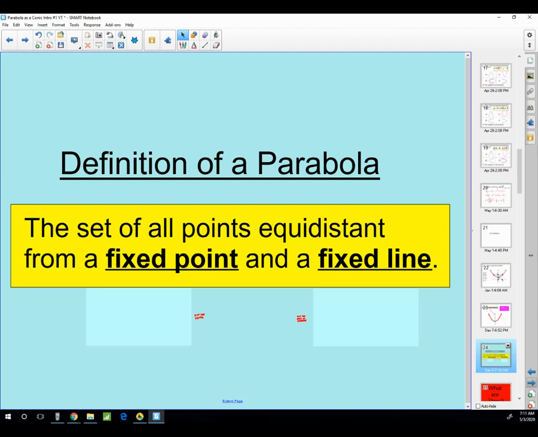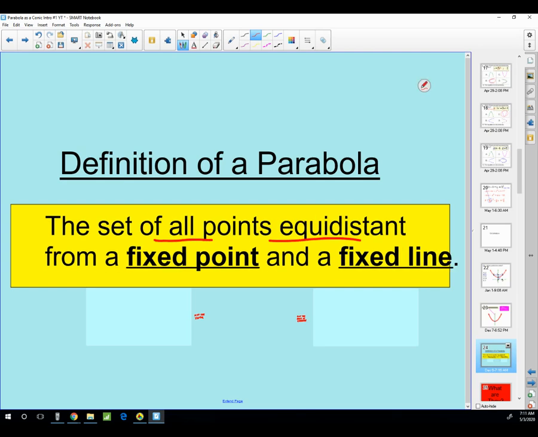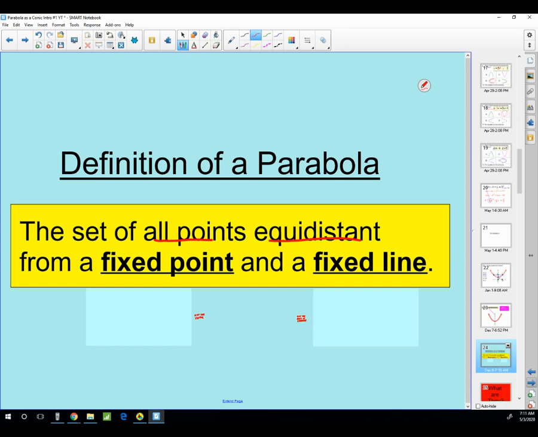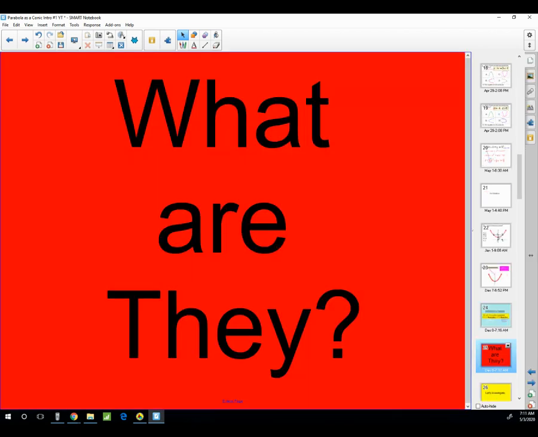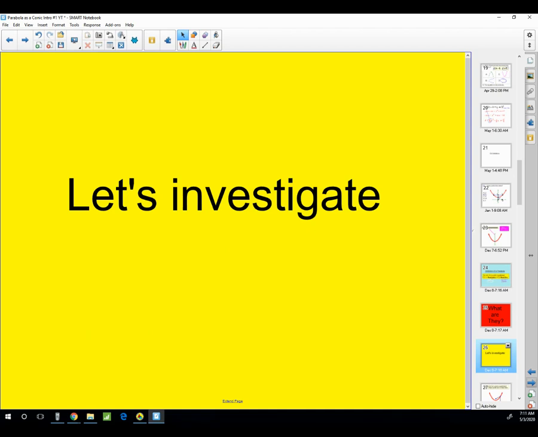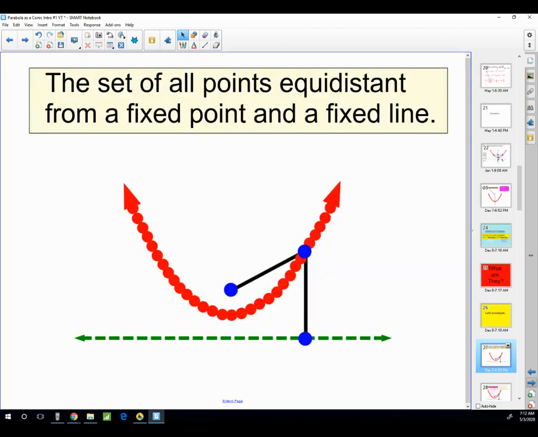Now let's define parabola. You may not have ever defined it. The set of all points equidistant from a fixed point and a fixed line. Well, that point is not the vertex, and that line is not the axis of symmetry. And if it's not, then what are they? Well, that's what we're investigating. The set of all points, that's just restating it. That's the definition. Let's move on.